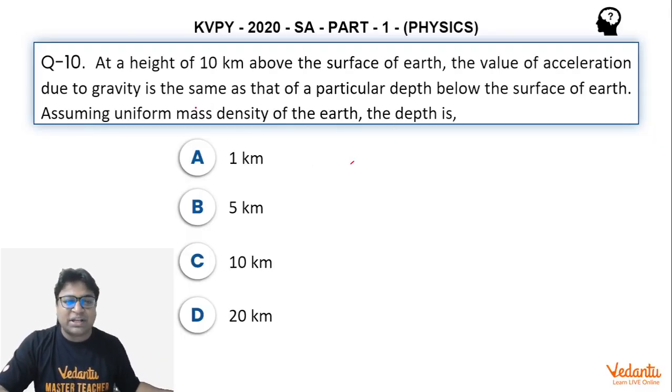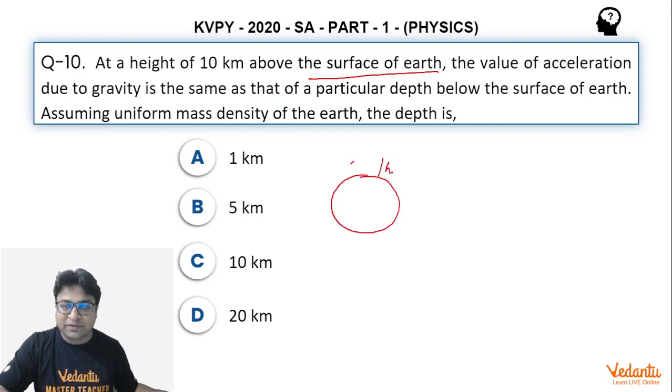This question says that at a height of 10 km above the surface of the earth, the value of acceleration due to gravity is same as that at a particular depth below the surface of the earth. Now to answer this question, we must be aware of the formula of acceleration due to gravity at a height h above the surface of the earth and at a depth d below the surface of the earth.